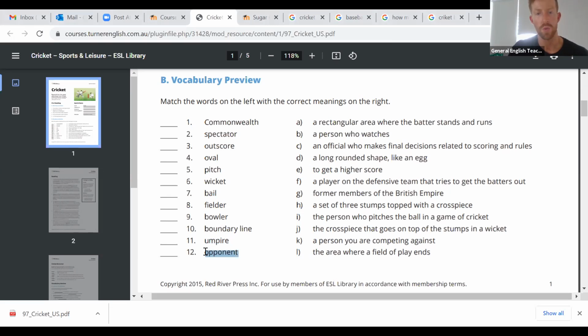And the last one, 12. Let's go to Mayuko. A person you are competing against. Yes. So basically, guys, opponent, if you do any type of competition at all, you can use it for boxing, for football, the person you are competing against, the other person. You know? Okay, cool.